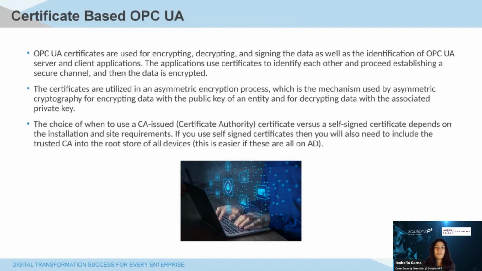OPC UA certificates are used for encrypting, decrypting, and signing the data, as well as identification for the OPC UA server and the client applications. The applications use certificates to identify each other and proceed to establish a secure channel, and then the data is encrypted. The certificates are then utilized in an asymmetric encryption process, which is a mechanism used by asymmetric cryptography for encrypting data with the public key of an entity and for decrypting data with an associated private key. The choice of when to use a CA-issued certificate versus a self-signed certificate depends on the installation and site requirements.